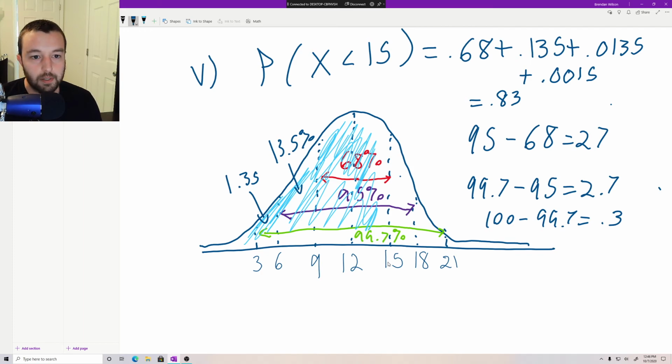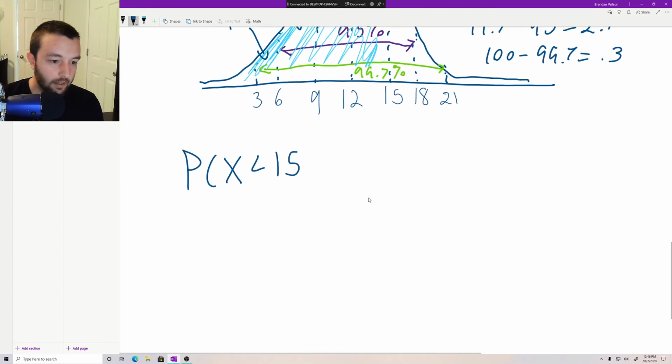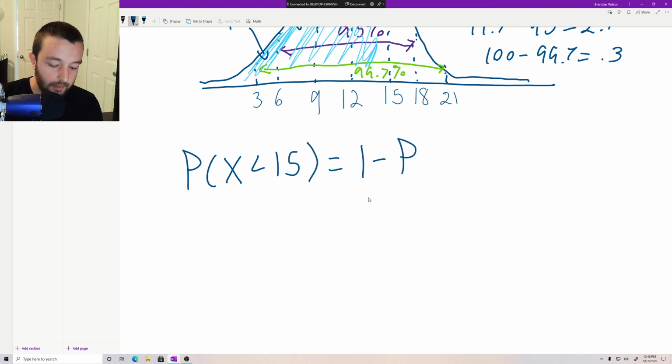All right, now one thing we're going to want to be comfortable with also is finding the opposite probabilities, the complement probabilities, because oftentimes it's easier to find the complement. So a second way I could have done this problem, which really would have been just as much work, is I could have said, the probability that x is less than 15 is equal to 1 minus the probability that x is bigger than 15. Technically greater than or equal to 15, but again, the equal to part isn't making a difference here.